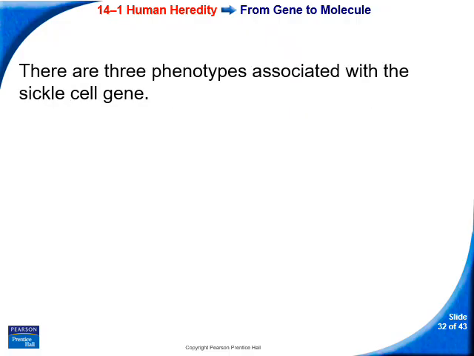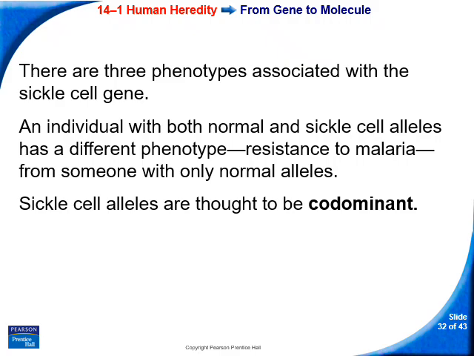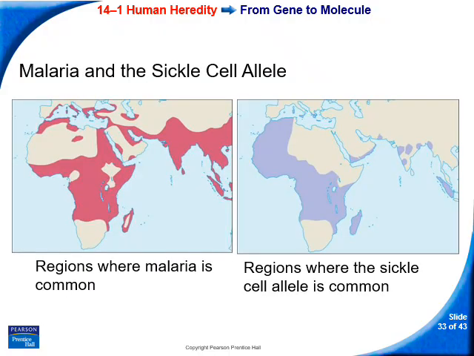And there are 3 phenotypes associated with the sickle cell gene. An individual with both a normal and a sickle cell allele has a different phenotype, being resistant to malaria, from someone with only 2 normal alleles. Both alleles are thought to be dominant, so they are codominant. And here you can see the distribution of the sickle cell allele and malaria. This is the region in the world where malaria is common, and this is the region where the sickle cell allele is common.